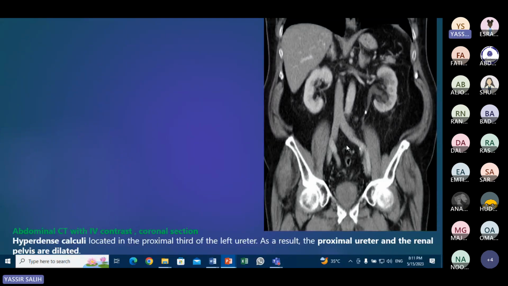The right is not visible, but the left is visible. Okay, what is this? Calculi. Where is this calculi? Present in the left ureter. So this is the left ureteric stone or calculi.